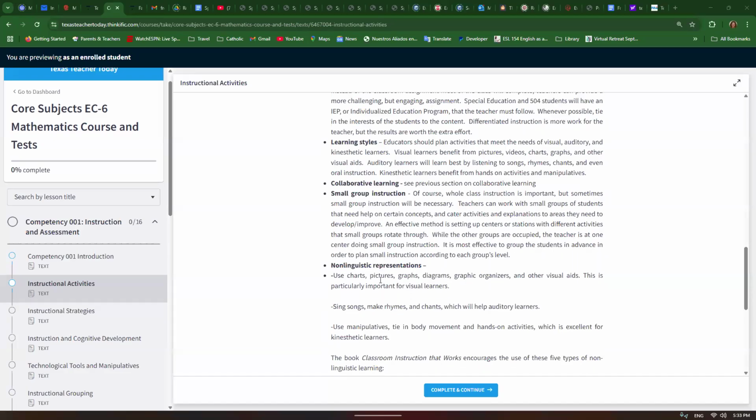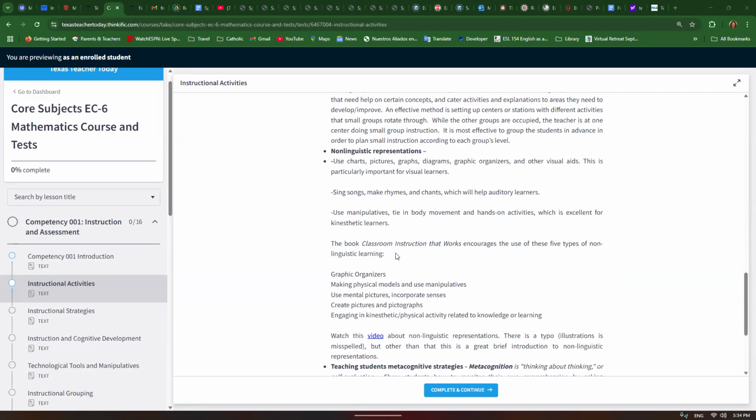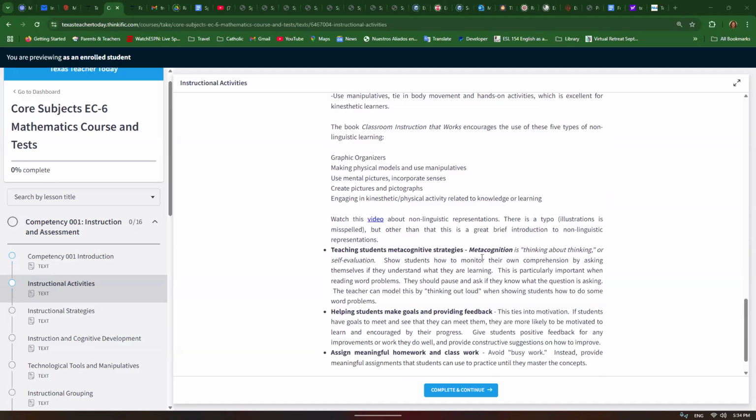Use non-linguistic representations like charts, pictures, and graphs. Make it fun with songs, rhymes, and chants. Use hands-on manipulatives. If you need more knowledge about classroom management, there's a book called Classroom Instruction That Works that has research-based methods you can use. We also want to teach students metacognitive strategies. That's thinking about their own thinking, self-evaluation. As you're reading a word problem out loud, you pause and say, I didn't understand this, I'm going to go back and reread that or look for keywords.